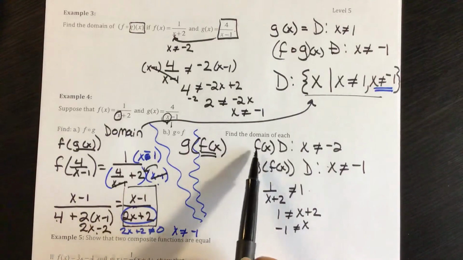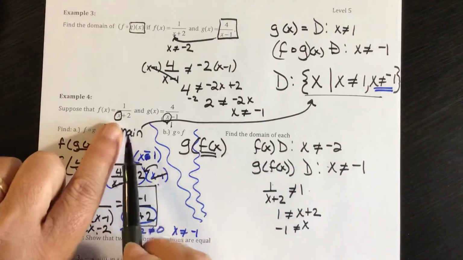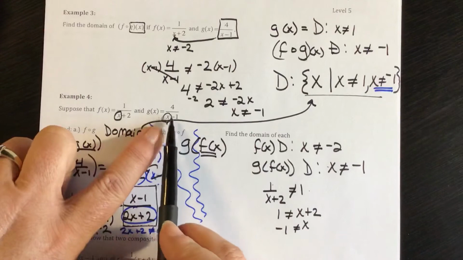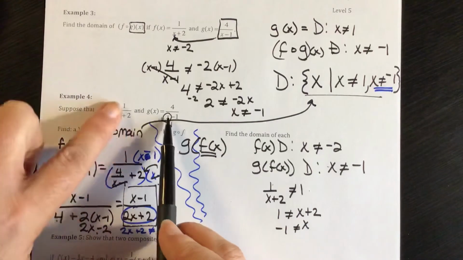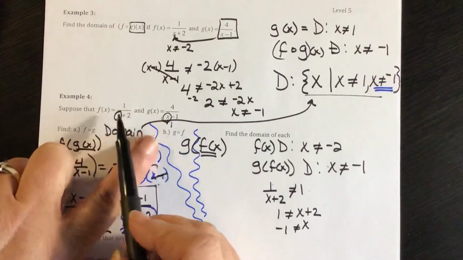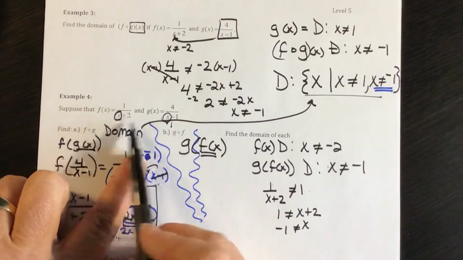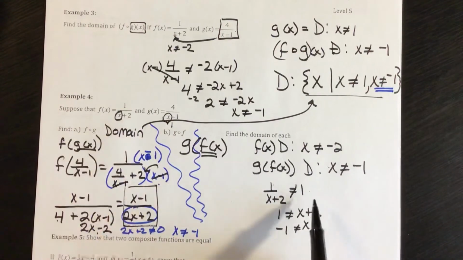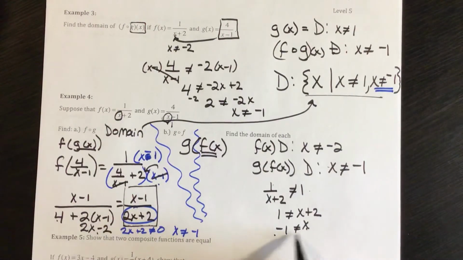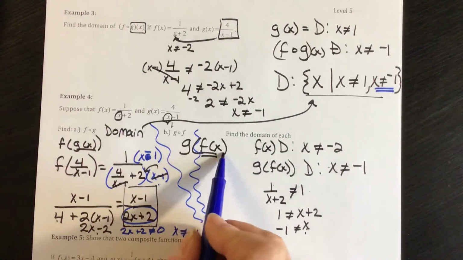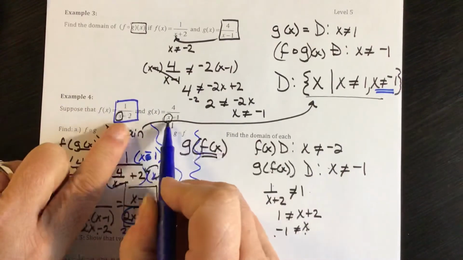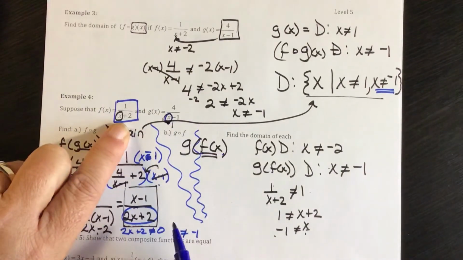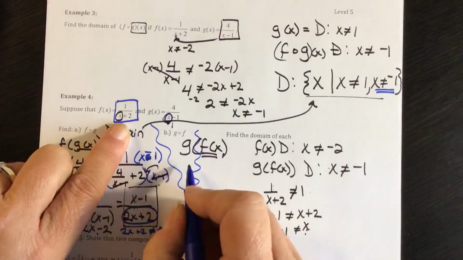All right, so f of x can't be negative 2, but this value here can't equal 1, and this value is going to be replaced with this function, so this function cannot equal 1, and that's where we got this. So x cannot equal negative 1. So now I'm going to take f of x, which is here, and I'm going to plug it in where I see x in g of x.